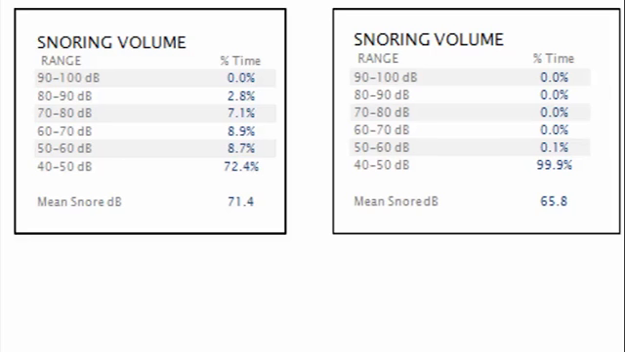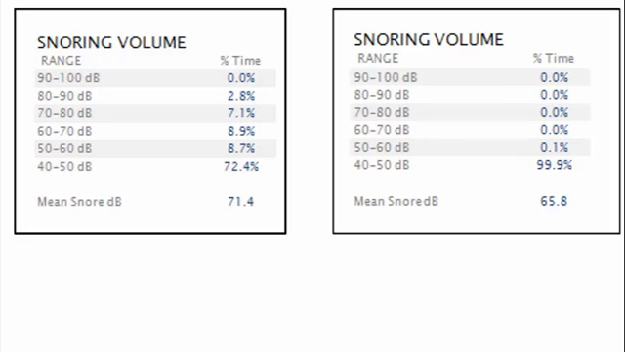So what happened is, we start out, and we have a patient, and the snoring volume is 90 to 100 decibels, 0% of the time. You saw this yesterday. 80 to 90 decibels, 2.8% of the time. 70 to 80 decibels, 7% of the time. 60 to 70 decibels, 8.9% of the time. They broke down the snores by decibels.